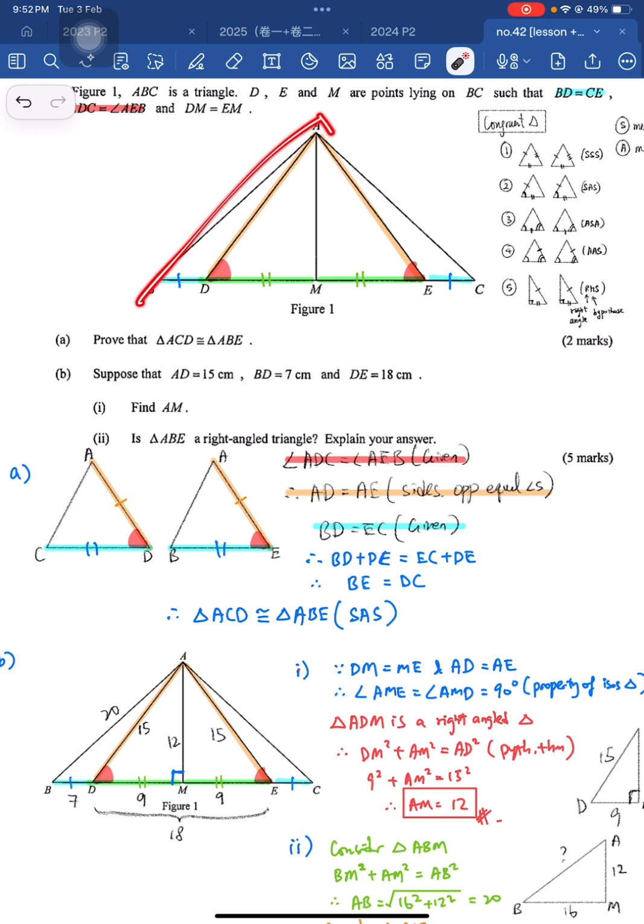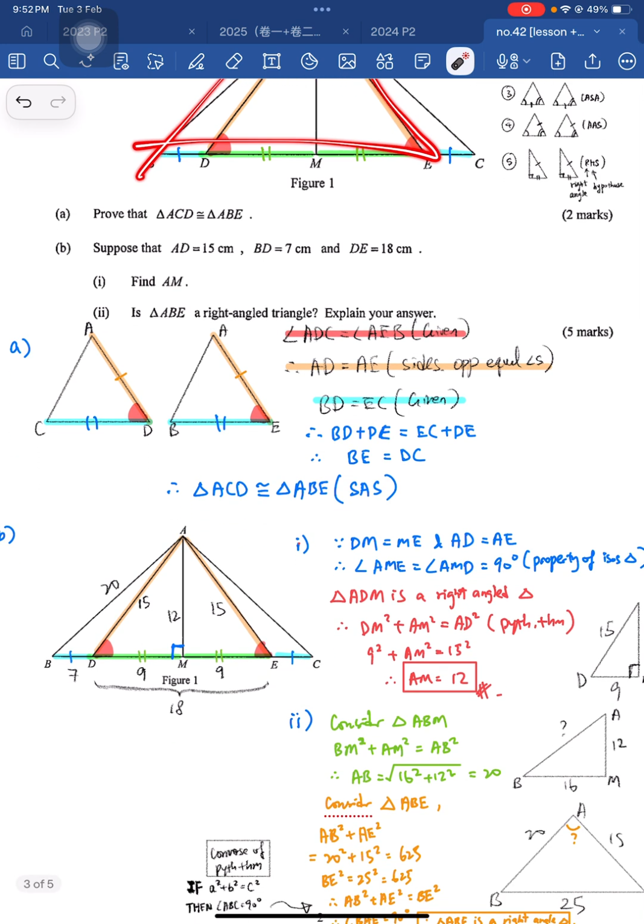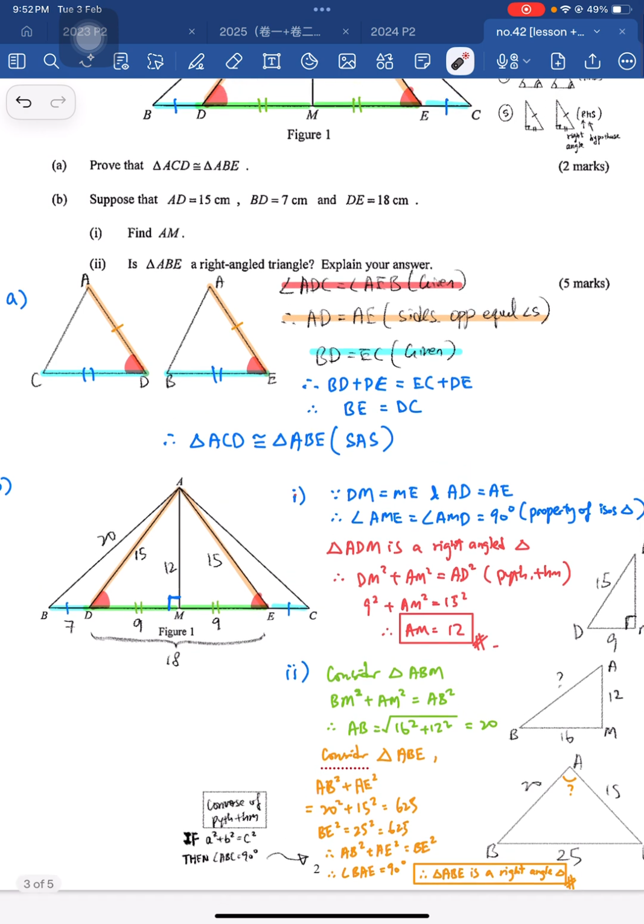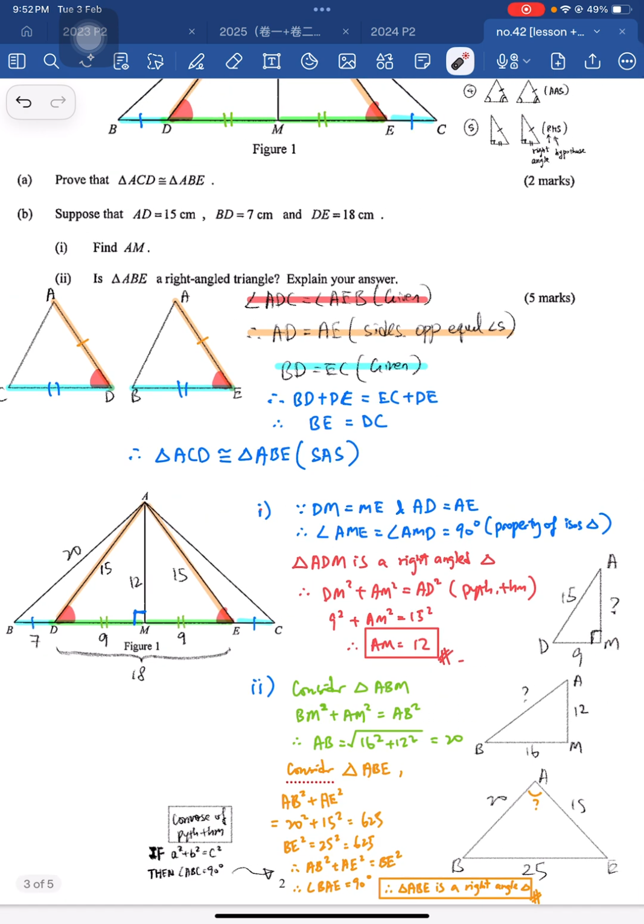So ABE is here. To show that it is a right-angled triangle, we need to find all of the sides here. First of all, we consider triangle ABM, this right-angled triangle. We can say BM squared plus AM squared should be equal to AB squared. By using the Pythagoras theorem, you can find that the whole length AB is going to be 20. So I write down here, this is going to be 20.